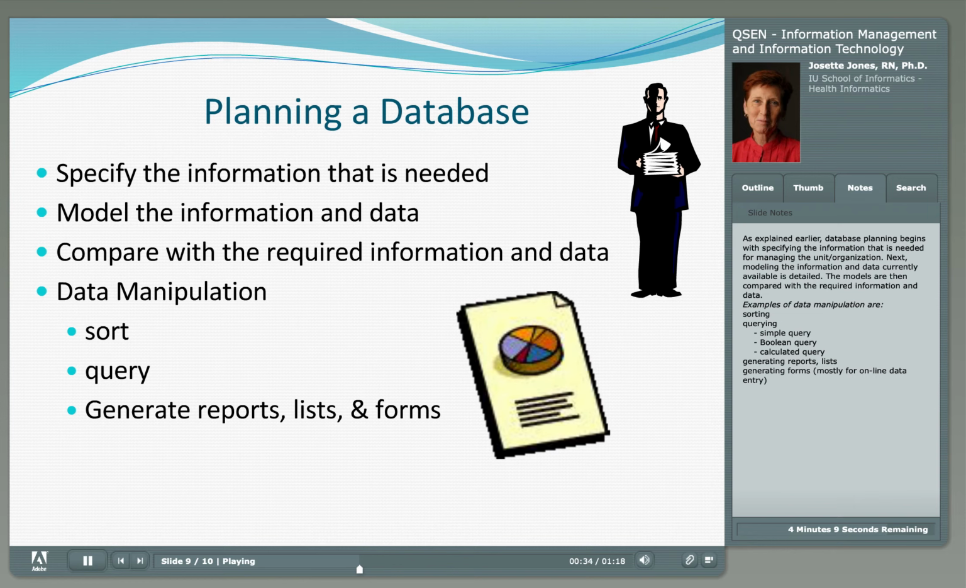Examples of data manipulation are sorting and querying, and in querying we have a simple query, a Boolean query, or a calculated query. A simple query is one word. A Boolean query looks up Virginia Henderson plus nursing theory. A calculated query is: if A and B exist, give me C. Another manipulation of a database is generating reports or lists, or generating forms, mostly for online data entry.